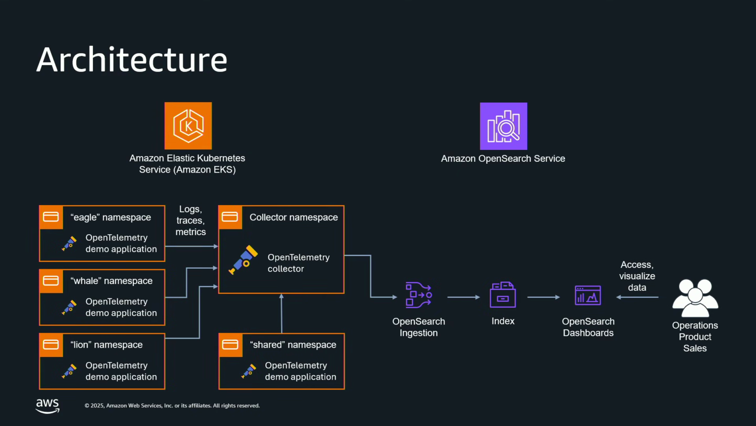Now, what you see here is a very classic architecture for observability, right? Many AWS customers running their applications in Amazon EKS and running their observability using OpenSearch have such an architecture. So this is nothing new.